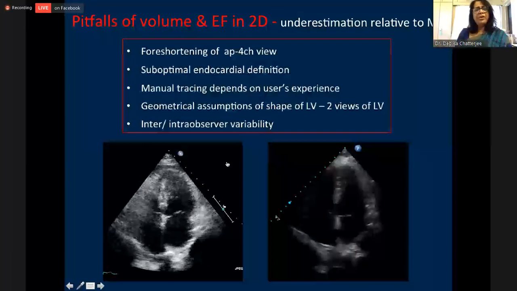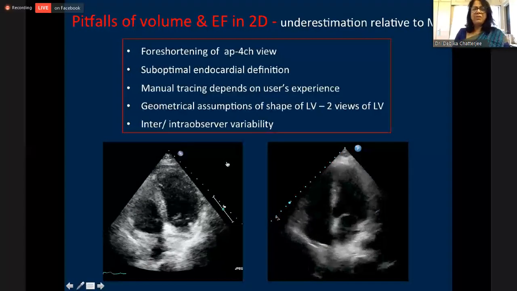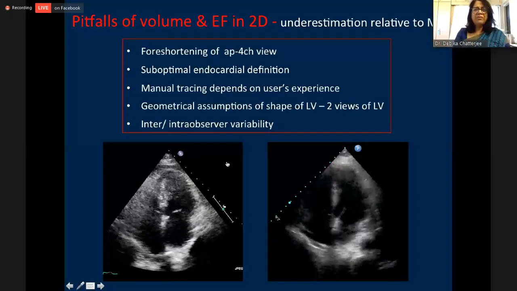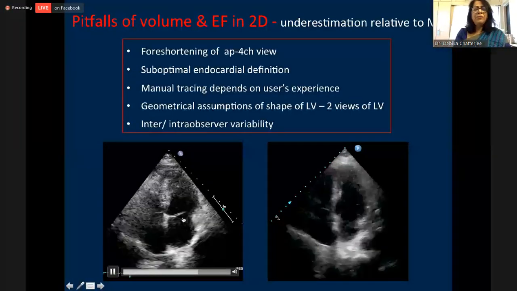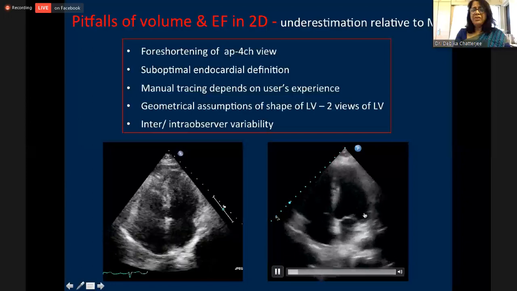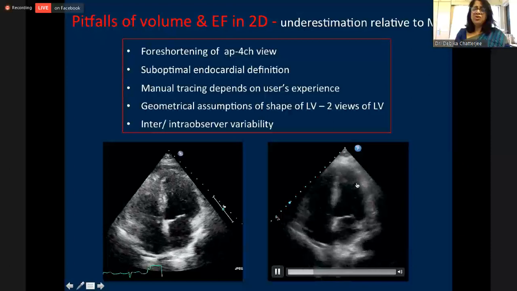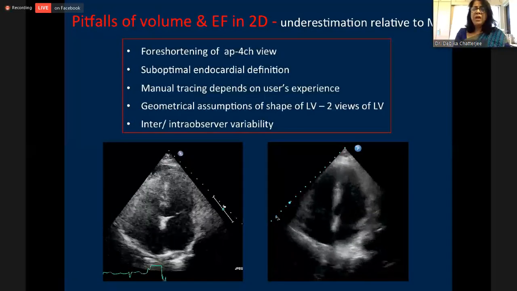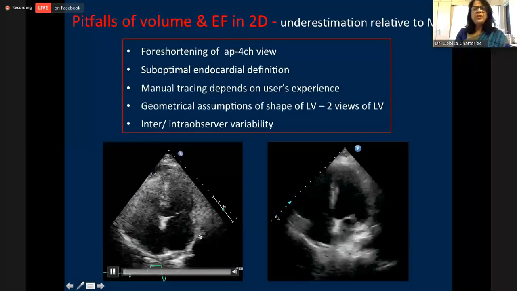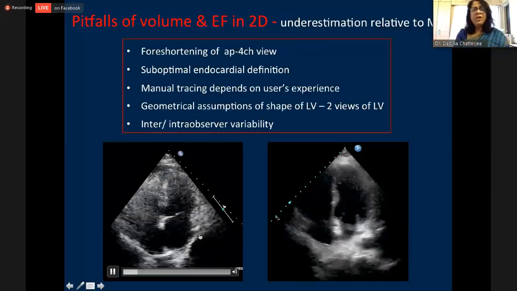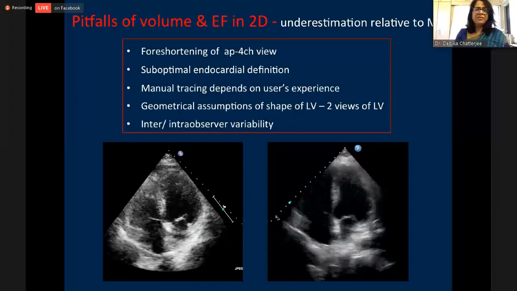Now, if we look at this summation method by 2D, we face various pitfalls, like foreshortening of the apical four chamber, which leads to reduction of the volume, and we face suboptimal endocardial definition, as you see here, where again we have to do the manual tracing. It depends a lot on the user's experience, and though it is partly accurate, since we use two cross-sectional views of the LV, there is every possibility of geometric assumption to some extent.